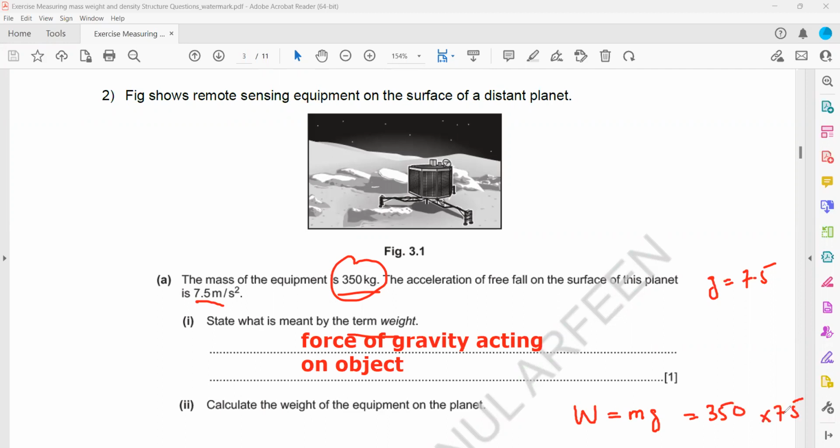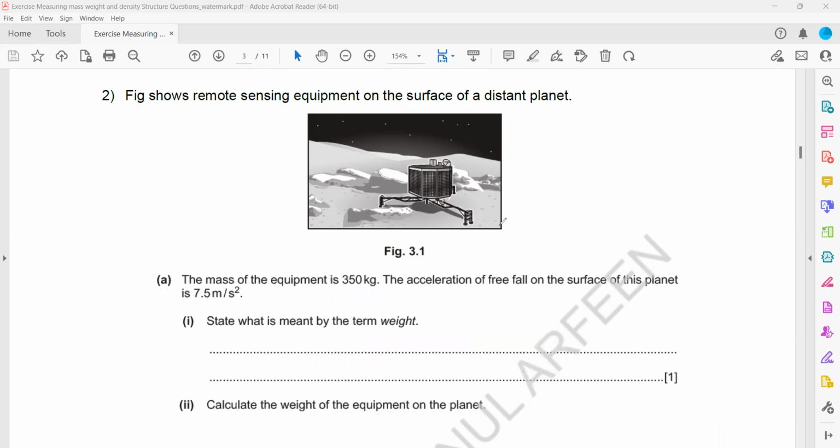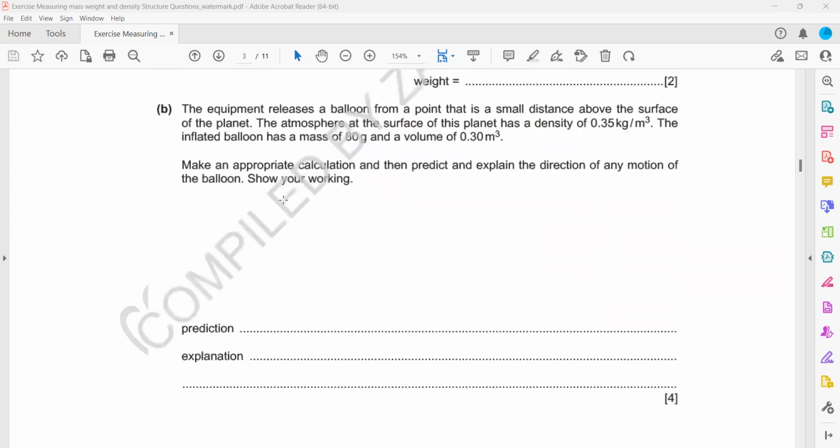Because the acceleration due to gravity is the same as the value of gravity. So it was 2,625. So weight is equal to 2,625 newtons. Weight is a force, that's why the unit is newton.